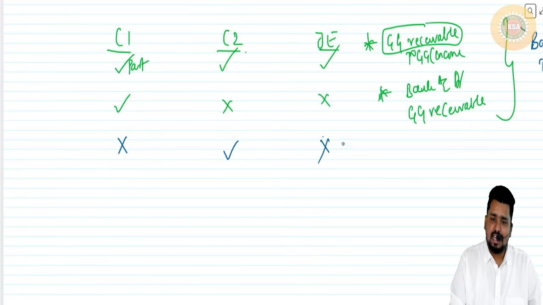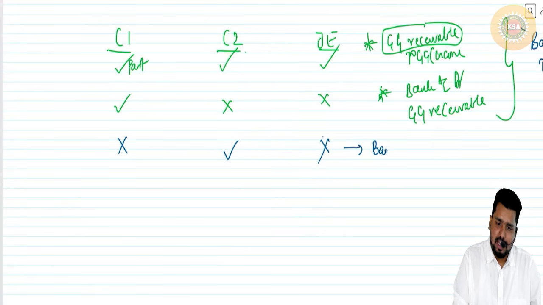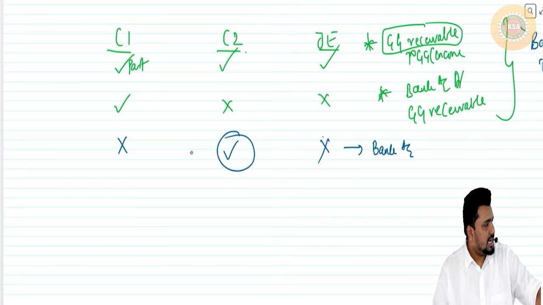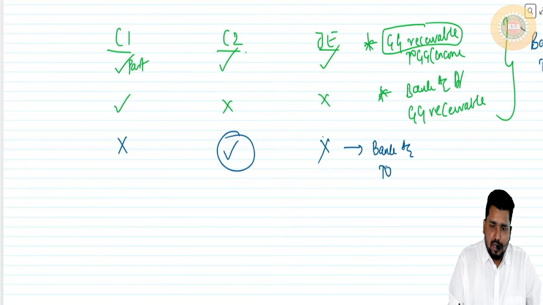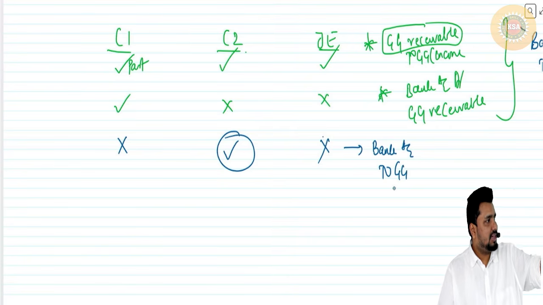Government grant. But what entry will pass? Bank account debit, because we have actually received the amount. Correct. Then what balance will increase? Bank balance will increase. Bank account debit to, will you treat it as government grant income, take it to P&L, or we should not do that? We should not do that.